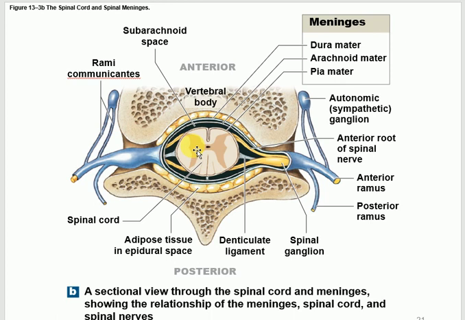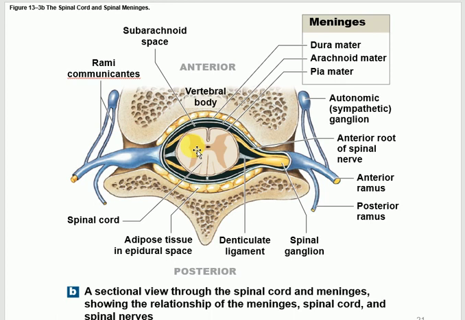Then you have the arachnoid, and then the dura. What's the name of that space? Under the dura, subdural. Nothing important about that. Just know that it's called subdural. Last one is outside of the dura, which is epidural space.